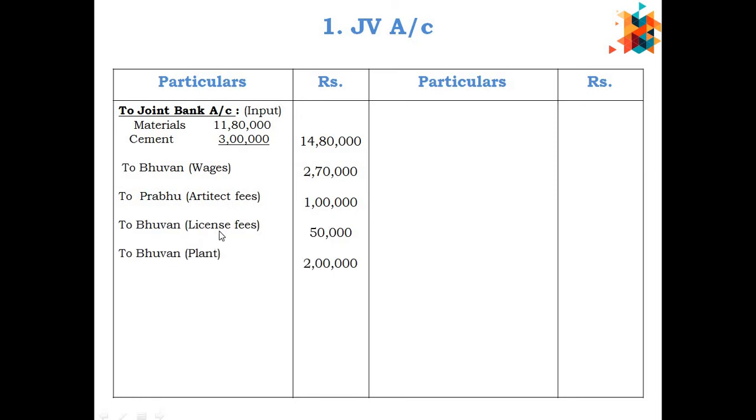And again, Bhuvan has spent towards license fees and towards plant, that is 50,000 and 2 lakh. Totally, Bhuvan has spent individually the three amounts. Prabhu has spent 1 lakh rupees on a single expenditure, that is architecture fees. So next, on the debit side only inputs will come and individual contributions will appear. Apart from this, nothing will appear on the debit side. So finally, you will get the balancing figure here if it is profit. Come to the credit side. By joint bank account, contract price is 24 lakh.